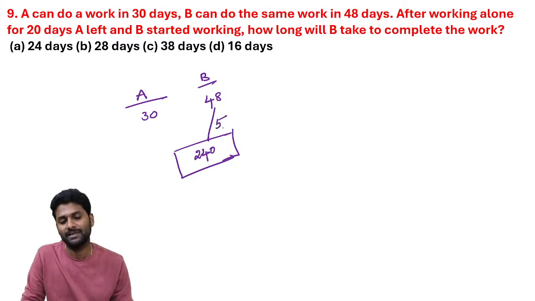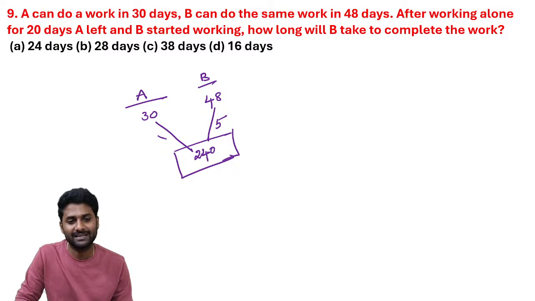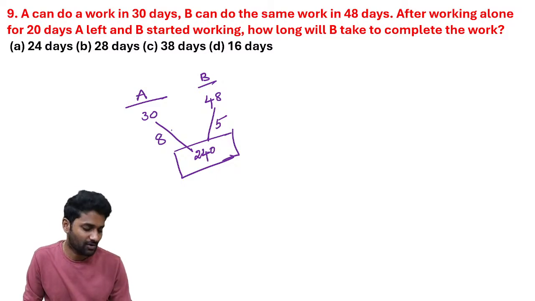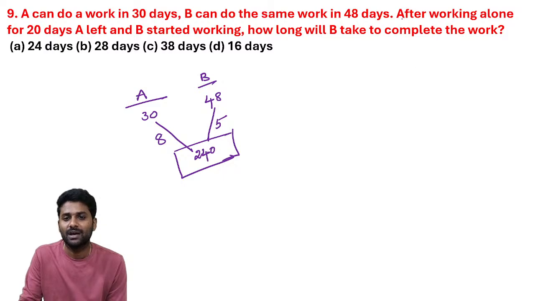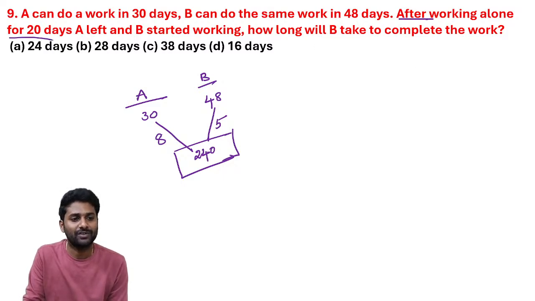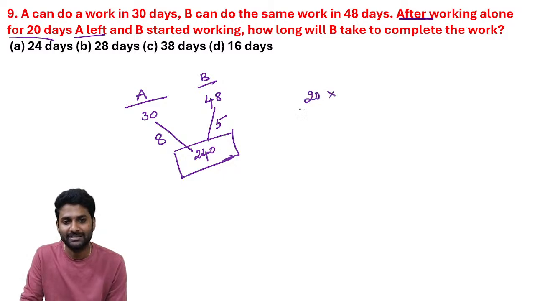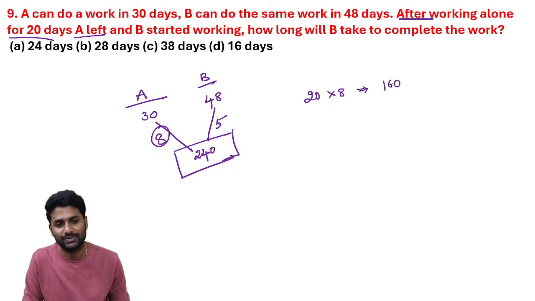Then each day they complete 5 units. 240 units of work are completed by A in 30 days, so every day they will complete 8 units per day. So the efficiency of A is 8 units, the efficiency of B is 5 units. After working alone for 20 days, A left and B started working. A works for 20 days. Every day A completed 8 units. In 20 days, they will complete 160 units.